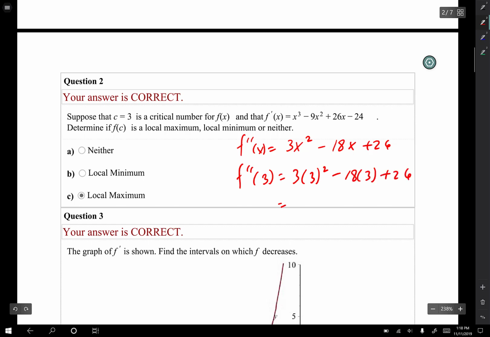So let's see what that is. 3 squared is 9. That times 3 is 27. Minus 18 times 3, that's 54, plus 26. Let's see, 27 and 26 is 53. So I see 53 minus 54. I see a negative number, negative 1, if I did this correctly.